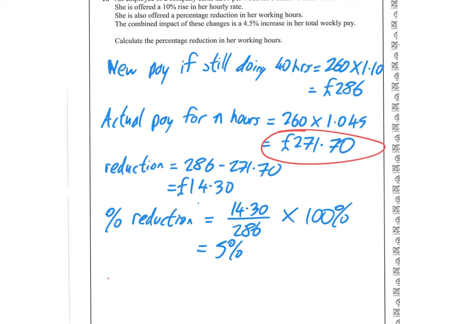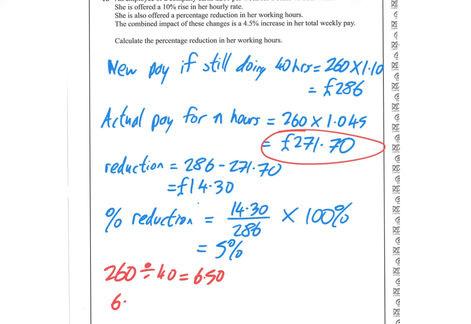Okay, so she originally worked for 40 hours. I'm going to work out, first of all, how much her original hourly pay was. So her original pay was £260. If we divide that by 40, we'll get what her hourly pay was. So 260 divided by 40, and that gives you that she was getting £6.50 per hour.